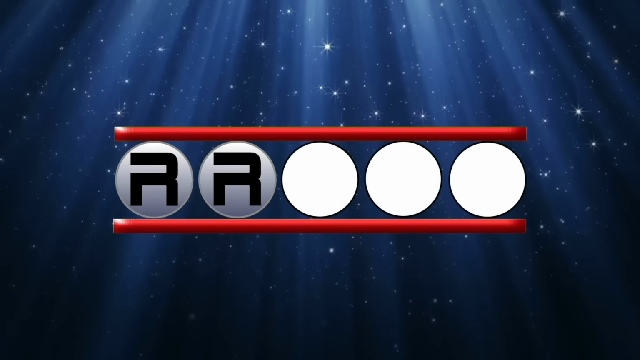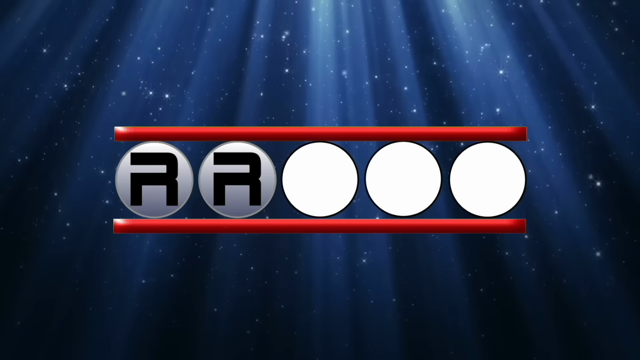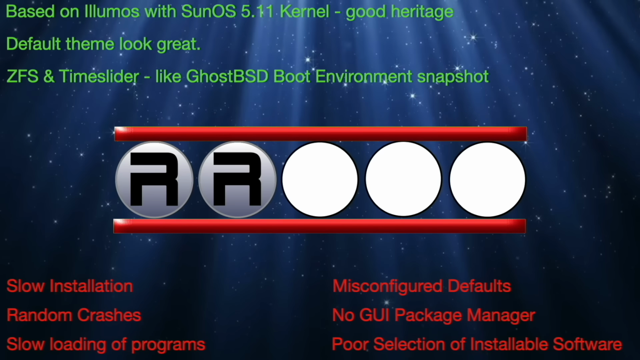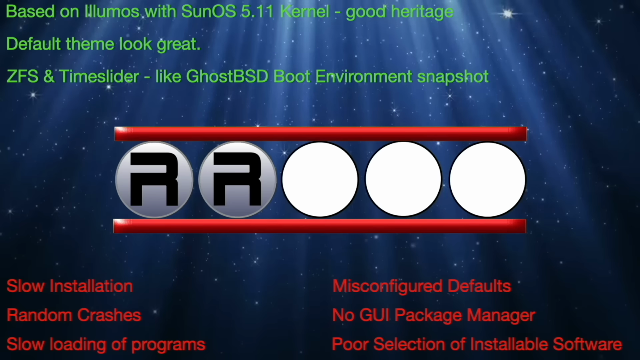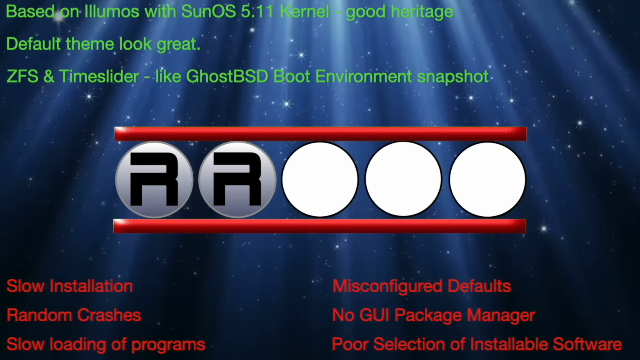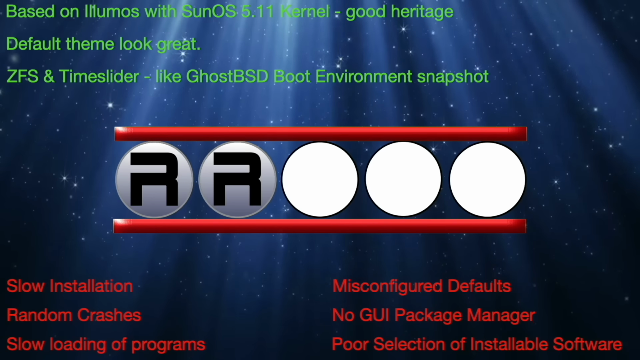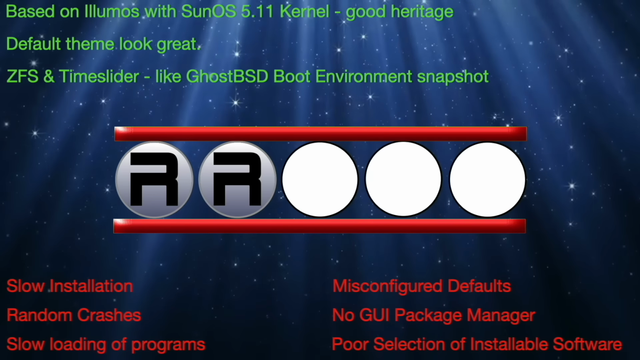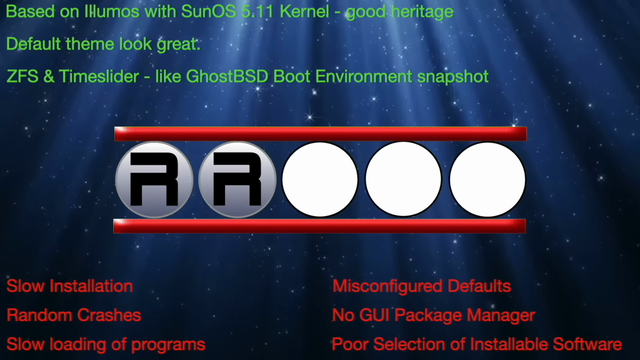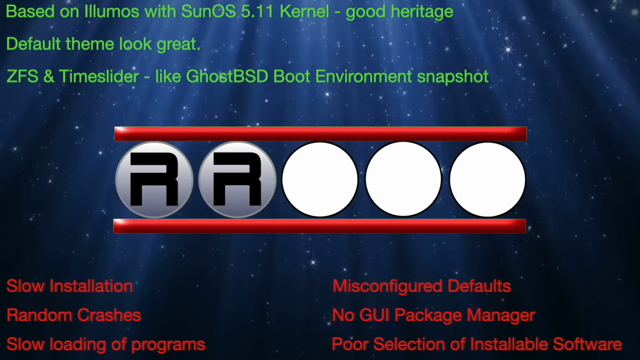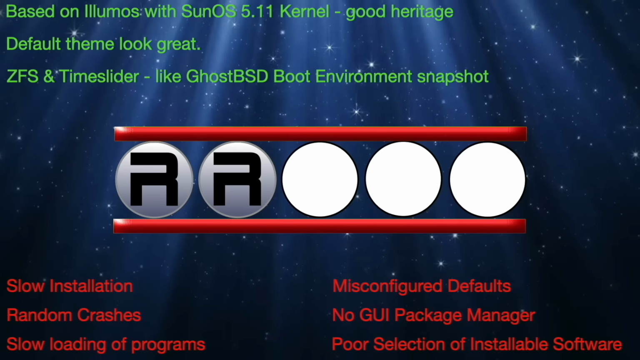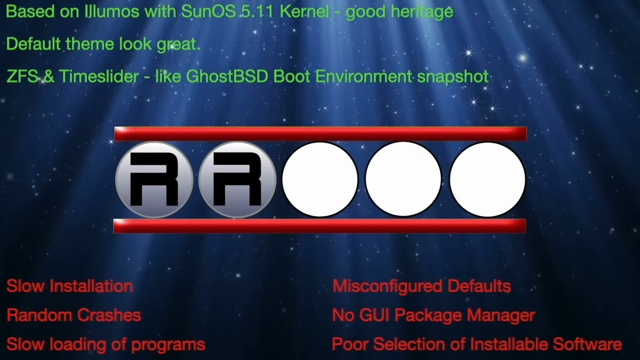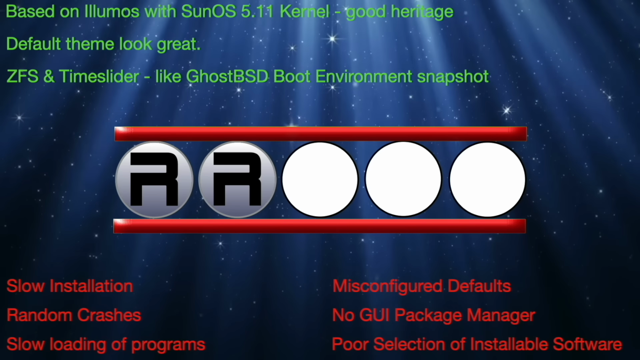Well, I'm going to give OpenIndiana Hipster 2 stars, or 2 Robos, or 2 Nuggies out of 5. And the reason being, I'll give you the good ones first. It's based on illumos with the SunOS 5.11 kernel, which is a very good heritage. The default theme looks great, which I think it really does. And ZFS and Time Slider, well, it's like GhostBSD boot environments, so you can make sure that your system will work and your data's backed up and all that kind of thing.